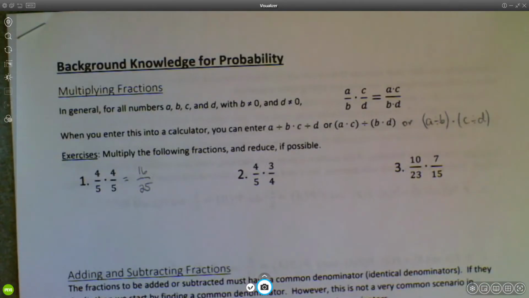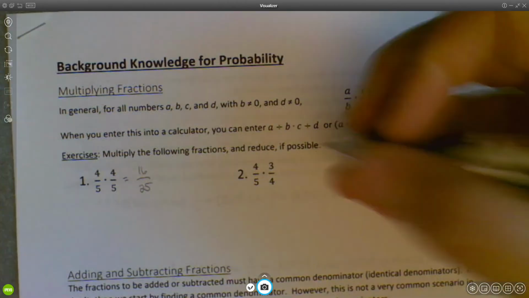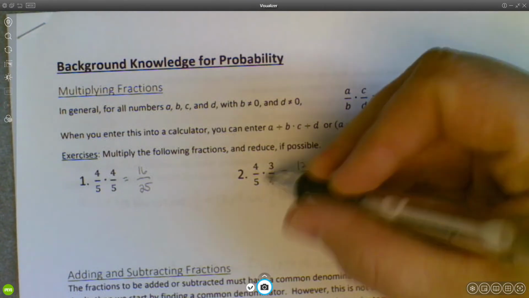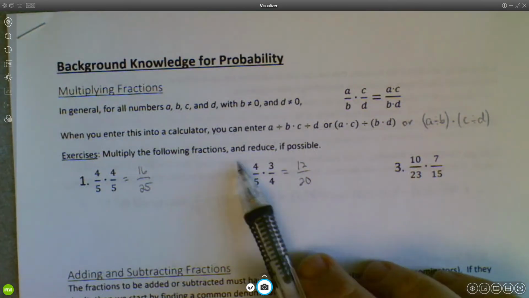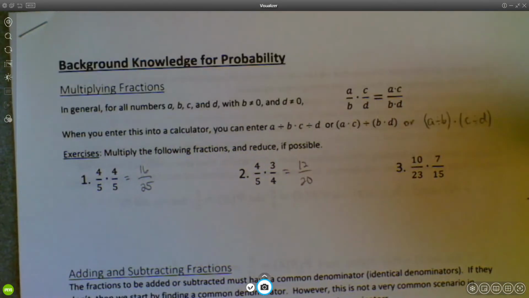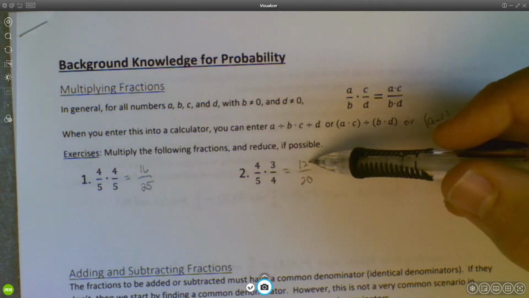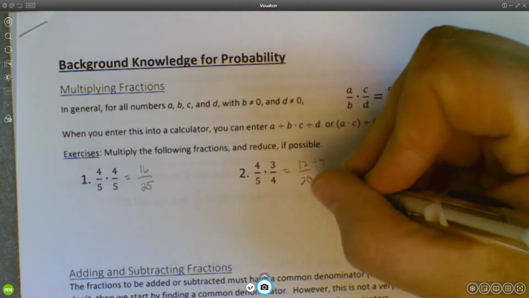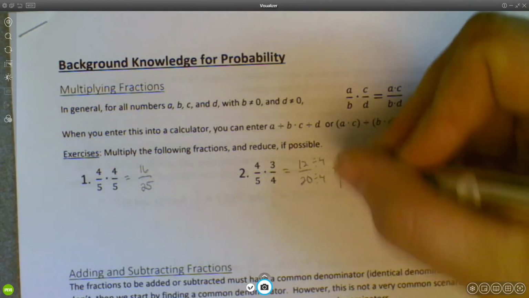So let's take a look at another example. Notice that on this second example, we have different denominators, but that doesn't matter because you can just multiply straight across. 4 times 3 is 12, 5 times 4 is 20. And then it says to reduce if possible. We've already talked about reducing in the past, so the trick is you think to yourself, what's the largest number that goes into both 12 and 20? I think the answer is 4, so you can divide by 4 in both of these locations and get 3 fifths as my final answer.